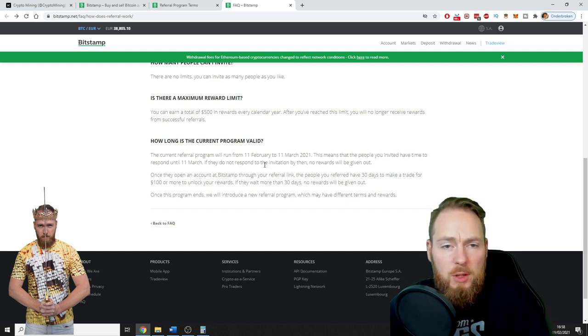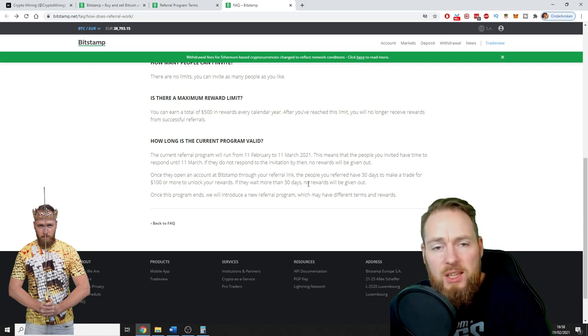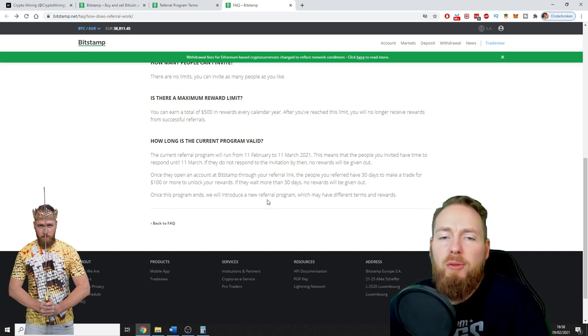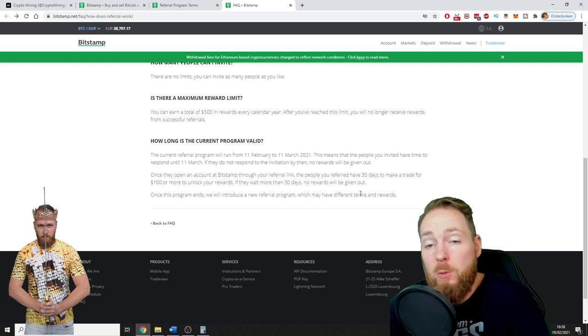If they do not respond to the invitation, no rewards will be given out. The people you refer have 30 days to make a trade for $100 or more to unlock the rewards. If you wait more than 30 days, you won't get any reward. Once this program ends, we will introduce a new referral program which may have different terms and rewards.